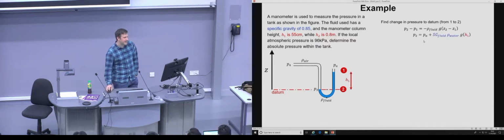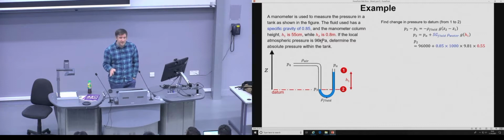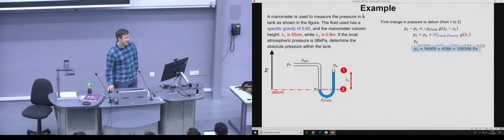So our first pressure rise from atmospheric to 2, we can calculate that by looking at water times specific gravity of that fluid, so 0.85 times 1,000 times g. And in this case, we're told the atmospheric pressure is 96,000 pascals, so it's slightly below the international standard atmosphere value, but it doesn't matter. We take that for granted. That's the pressure that we're calculating for pressure 2.